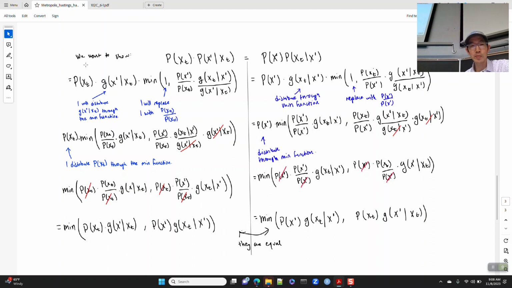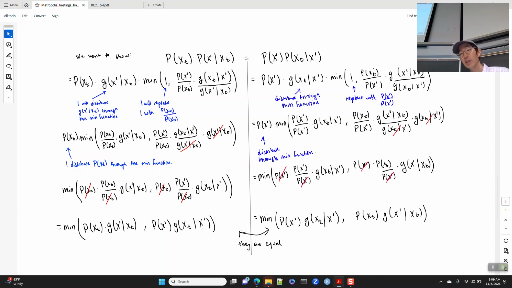So here we're going to replace what is the probability of flowing from x prime to xt? Well, that is equal to the probability of proposing x prime given that we currently are at xt, okay? So this is the probability of proposing x prime, and then times the probability of accepting it, okay?